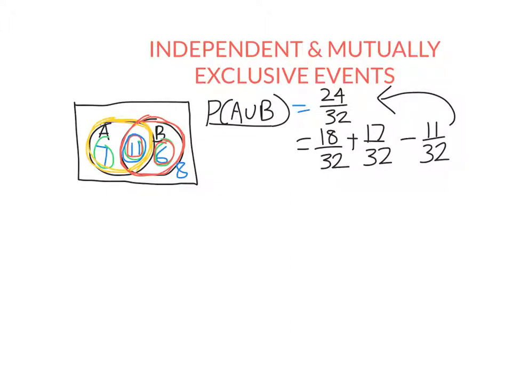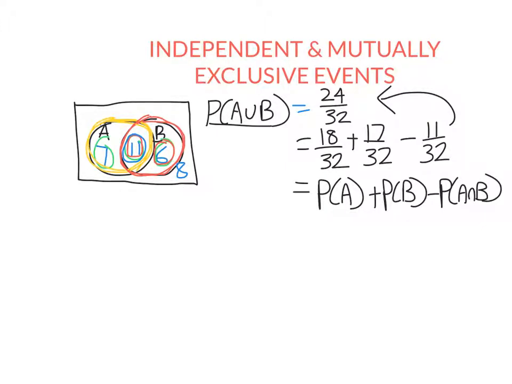What I've just showed you with the Venn diagram is probability of A or B is the probability of A, all the things in A, plus the probability of B, but I need to subtract the probability of A and B. I basically need to add up what's in the A circle, what's in the B circle, but subtract what's in the middle because I've double counted that. And that's what I did up here. 18 plus 17 minus 11 equals 24, and the probability of A or B is 24 out of 32.